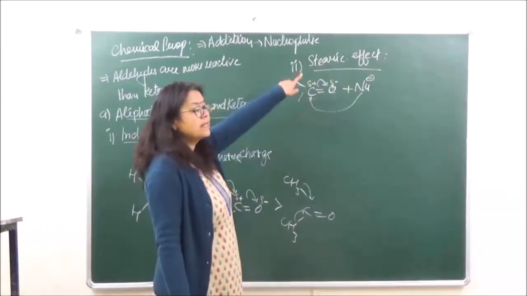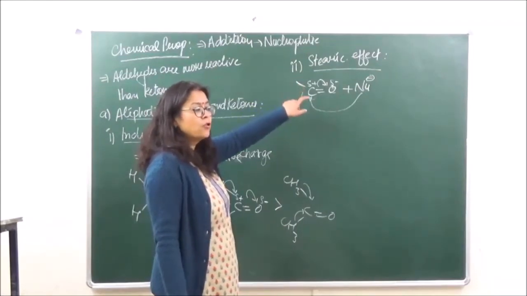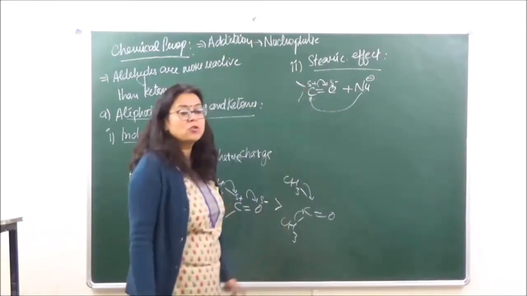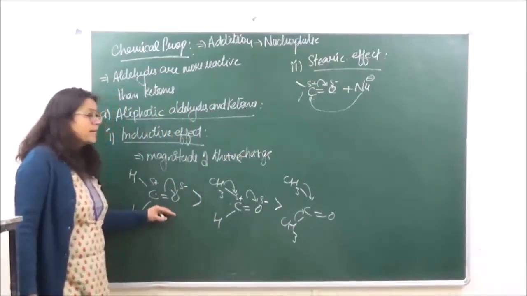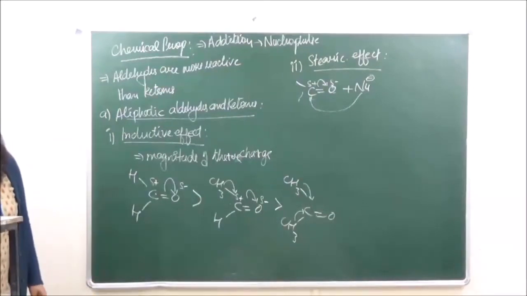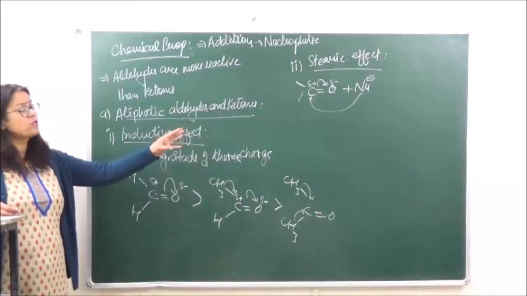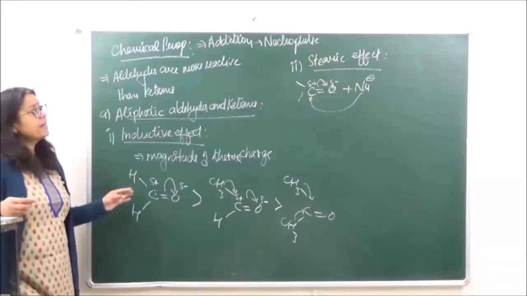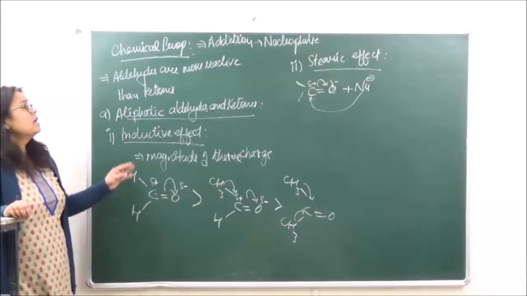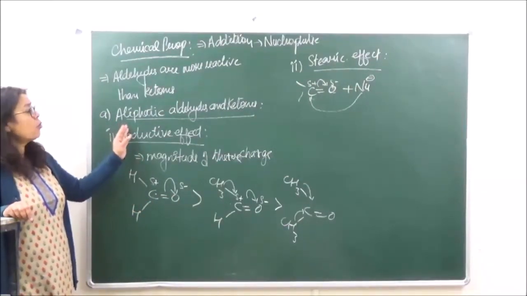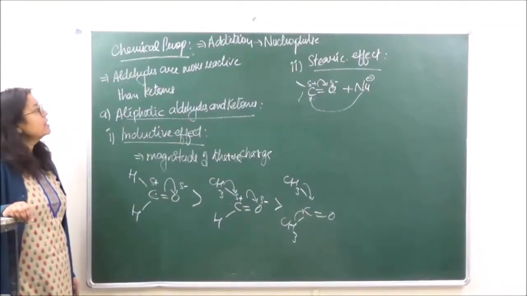And this hindrance is known as steric hindrance. The hindrance due to the bulkier groups which are present is known as steric hindrance. Again, the reactivity will follow the same order. That is, formaldehyde is going to be more reactive than aldehydes, and then ketones, due to steric hindrance. So both the inductive effect and the steric effect contribute to the fact that ketones are going to be less reactive than aliphatic aldehydes.